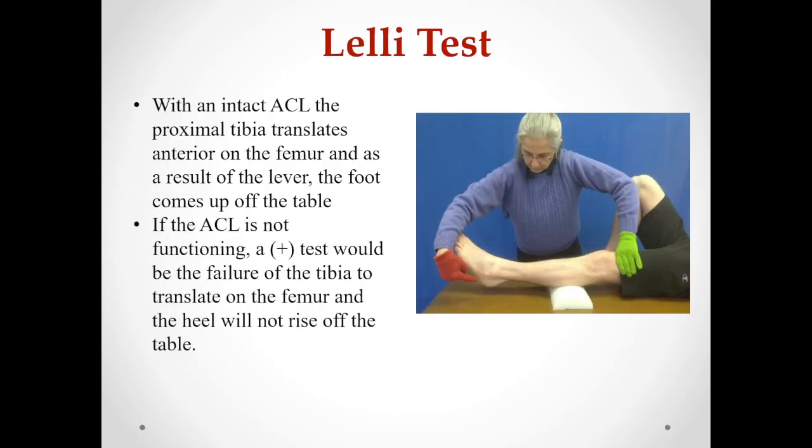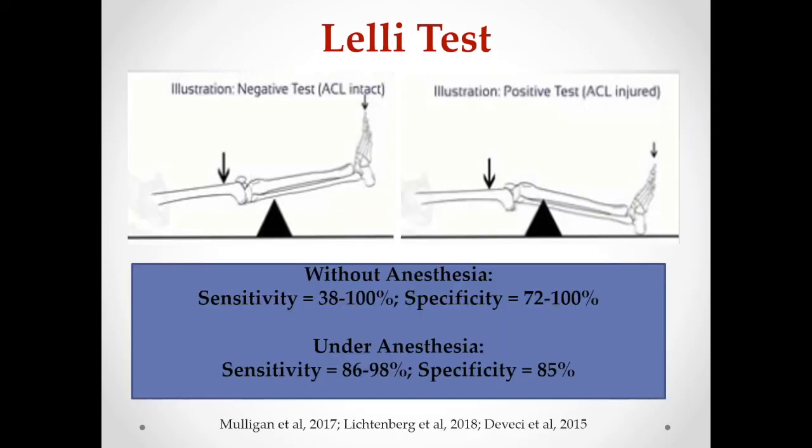With an intact ACL, the proximal tibia translates anterior on the femur, and as a result of the lever, the foot comes up off the table. So what is being displayed here is a negative test. If, however, the ACL is not functioning, a positive test would be the failure of the tibia to translate on the femur, and the heel would not rise off the table. This depicts a negative test on the left and a positive test on the right.